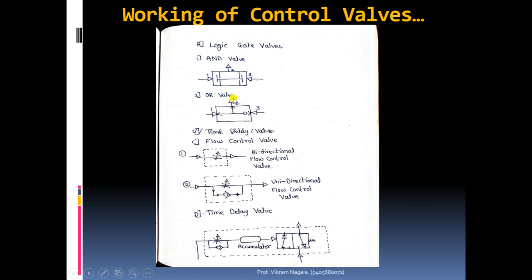Similarly, the logic OR wall is there. So this is port 1, it will take the air from the control wall. Port 3 will also take the air from the control wall, and after satisfying the condition, it will send the air at port number 2. And if this wall is connected to the next component, this wall will supply air to that component.